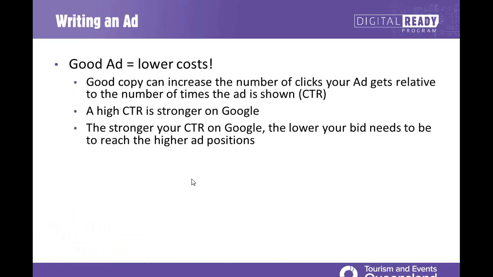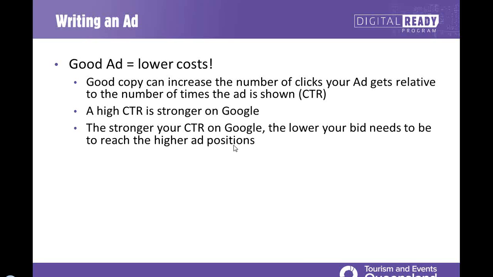So writing ads, what makes a successful ad? If you're writing a good ad, you'll pay less. So spend some time on your ads as well as choosing your keywords. Good copy can increase the number of clicks on your ad relative to the number of times the ad is shown. So if an ad is shown 100,000 times, you might get 50,000 clicks. That's called your click-through rate. Okay? A high click-through rate is stronger on Google. The higher the click-through rate, the lower your bid needs to be to reach the higher ad positions.